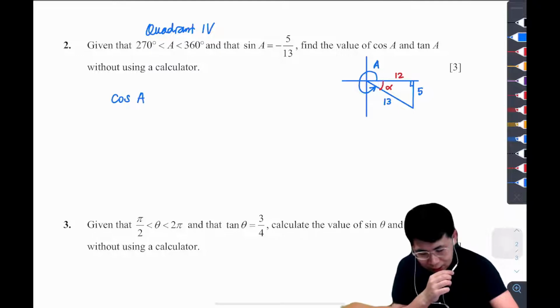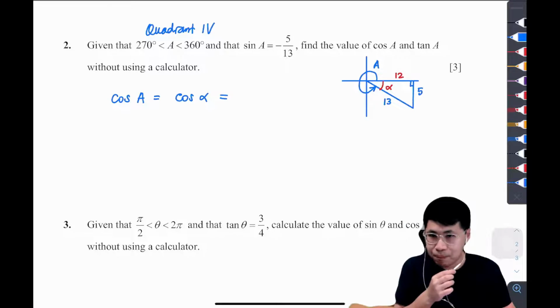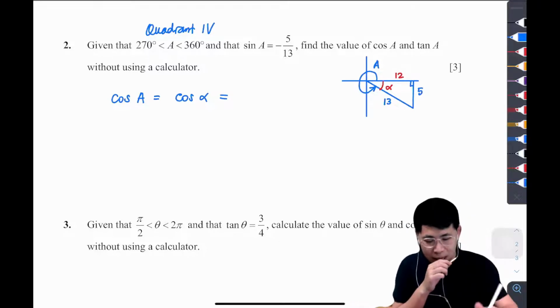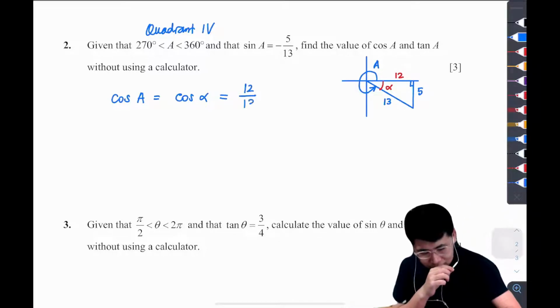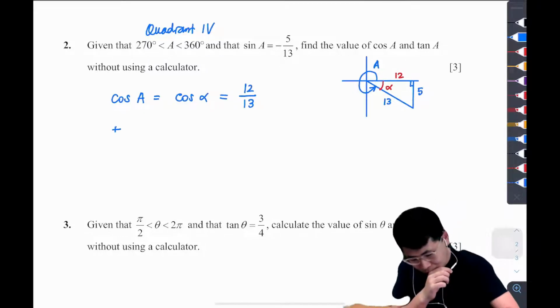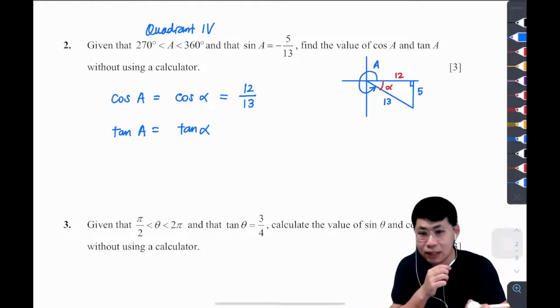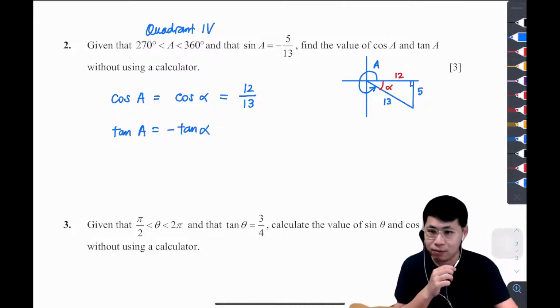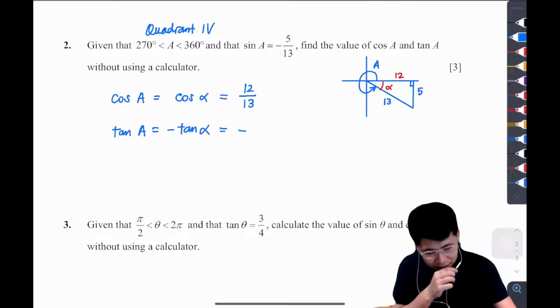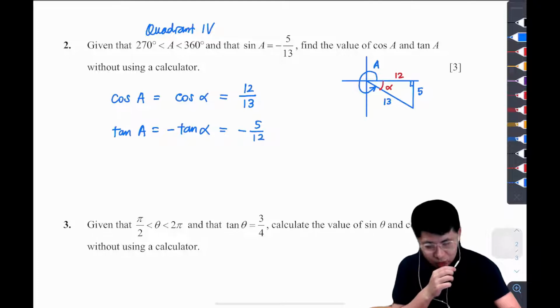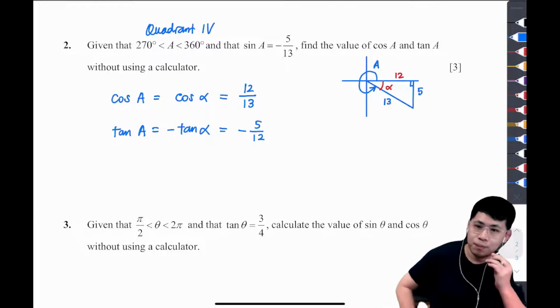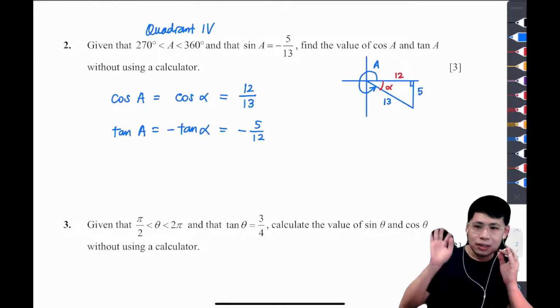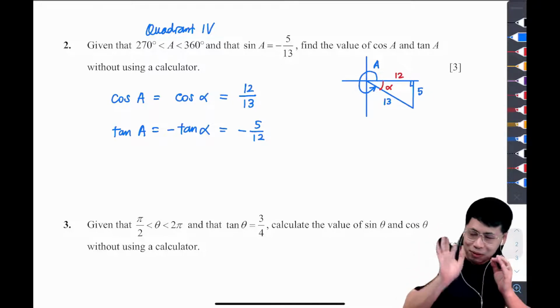So what is cos A? I can borrow it using the basic angle, equals cos alpha. So cos alpha is adjacent over hypotenuse. So adjacent is 12, hypotenuse is 13. Okay, next one, tangent A. I can borrow the basic angle, tangent alpha, but in quadrant 4, ASTC, tangent would be negative. So over here, you'll be negative opposite over adjacent, negative 5 over 12. Okay, so you see, I don't need to care about the negative in the triangle because it's going to be very confusing.